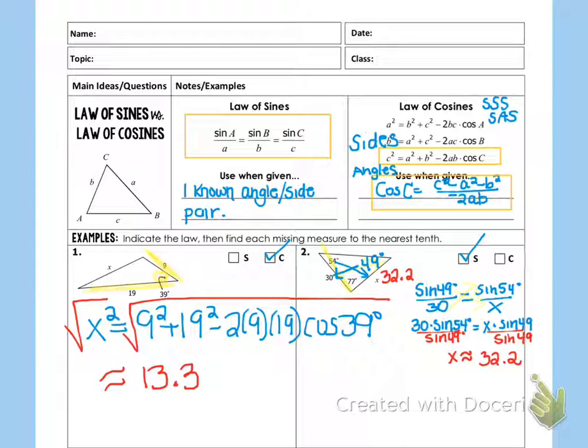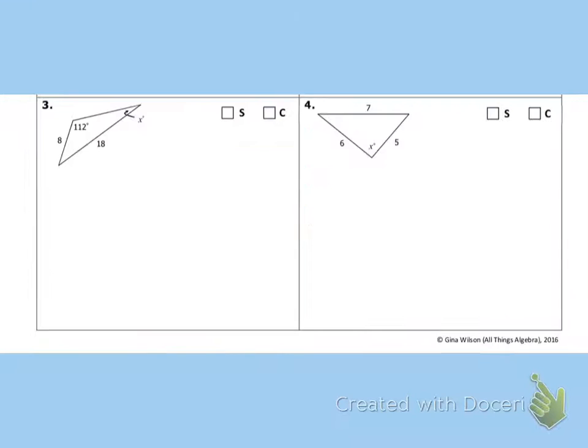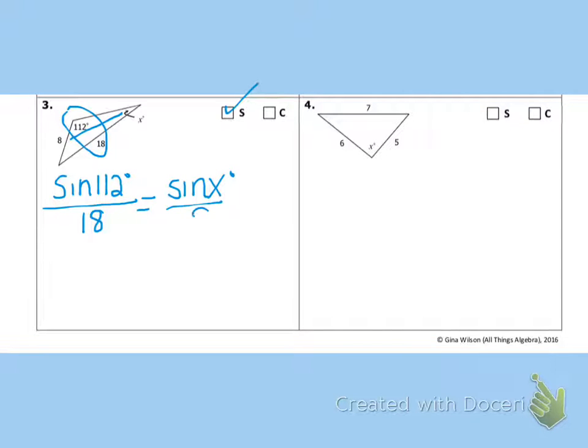So let's go ahead and move on and look at question number 3. So question number 3, again, we have to decide which law are we going to be able to use, if either. Sometimes these aren't solvable. There might not be enough information given. But I can see there's that angle-side pair. So boom, got that. I know that means law of sines, and I'm going to start with my pair that I know both of, sine of 112 over 18. And I'm actually looking to find an angle this time. And so when I match the other pair up, which would be the sine of, well, I don't know the angle, that's what I'm looking for, over 8.